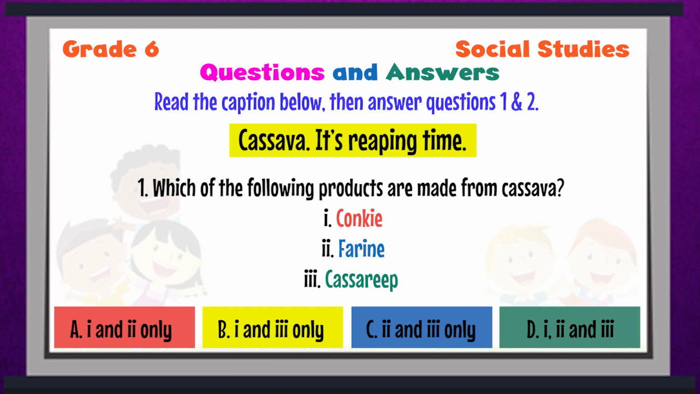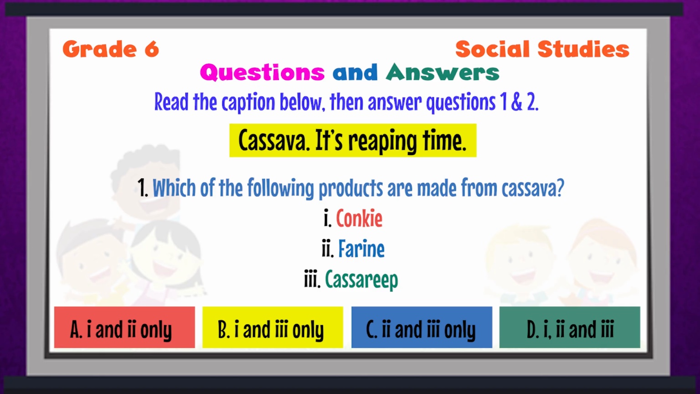Read the caption below, then answer questions 1 and 2. Cassava, it's reaping time. Which of the following products are made from cassava? 1, conky, 2, farine, and 3, casrip. Answer A has a combination of 1 and 2. Answer B has a combination of 1 and 3. Answer C has a combination of 2 and 3. And answer D has a combination of 1, 2, and 3.